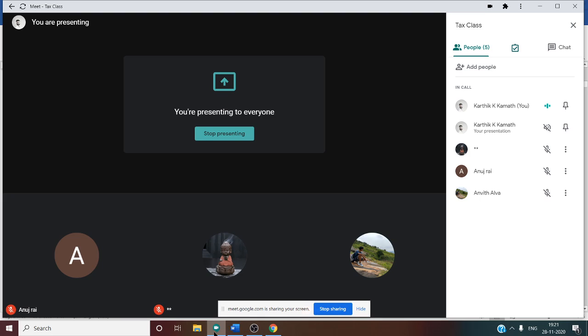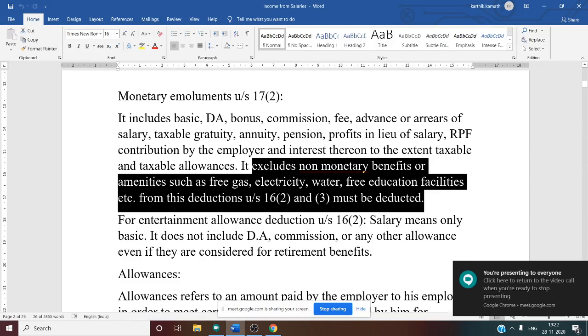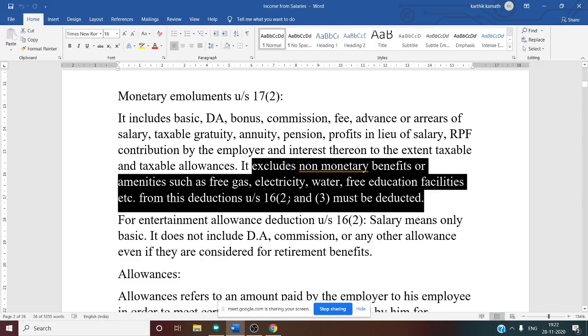So what is a non-monetary benefit? It is nothing but one kind of perquisite. Suppose the employer has given the employee certain laptops, a house, and so on, those are not included. See this. It excludes non-monetary benefits or amenities such as free gas, electricity, water, free education facility, etc.